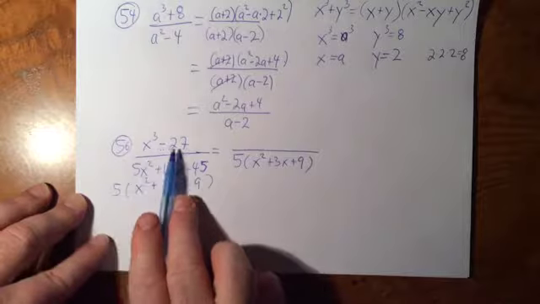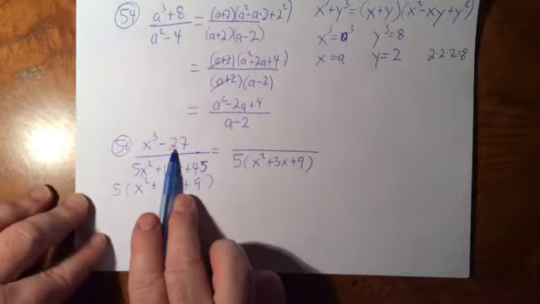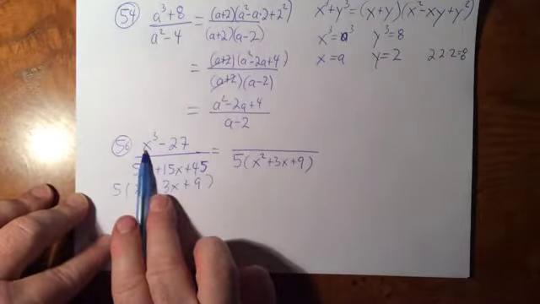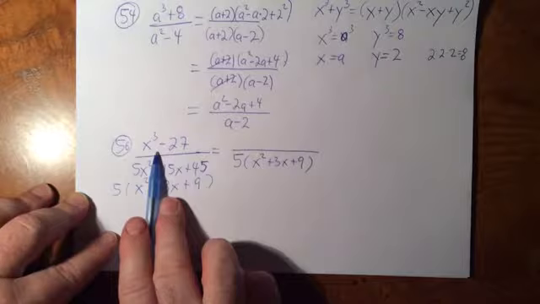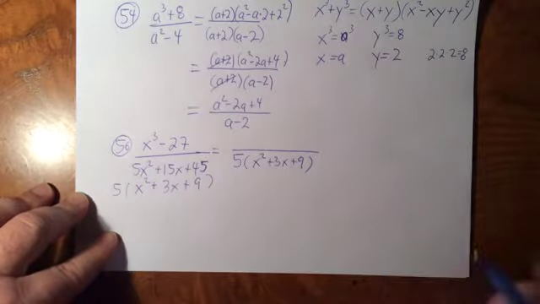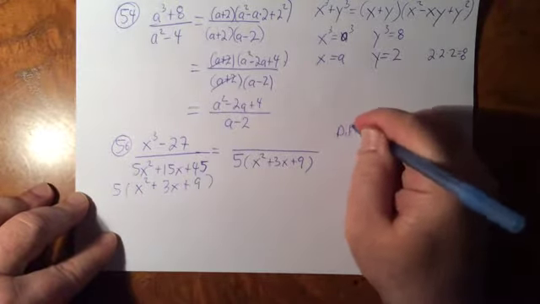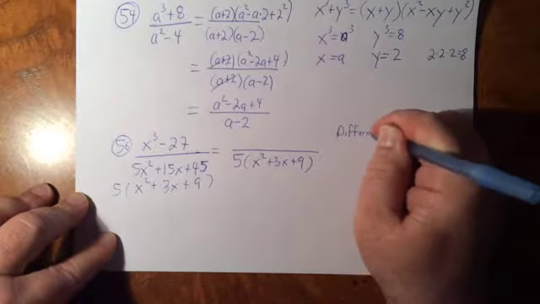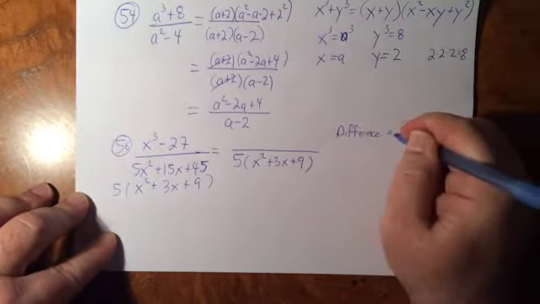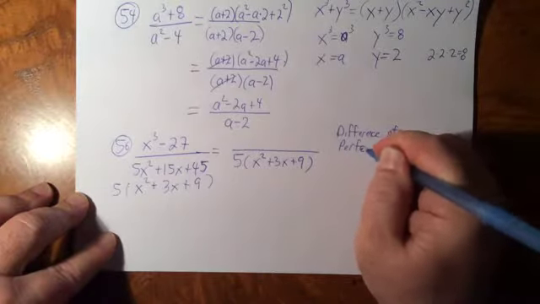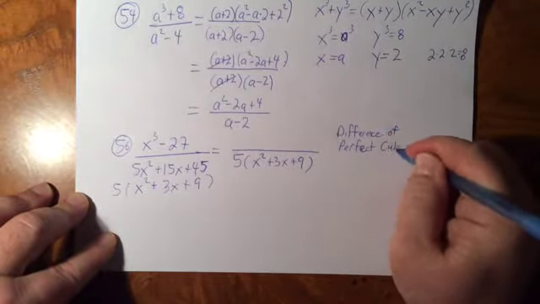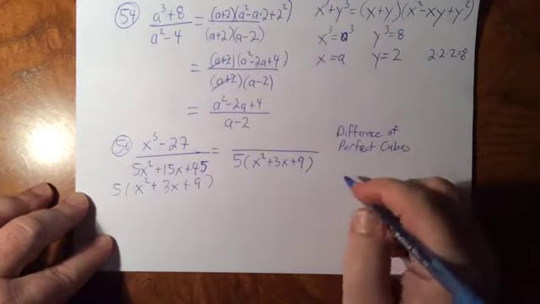We have x to the third minus 27. Well, we have a perfect cube in x to the third. We have a perfect cube in 27, and we have their difference. And in fact, yes, there is a formula for the difference of perfect cubes. And that formula is as follows.